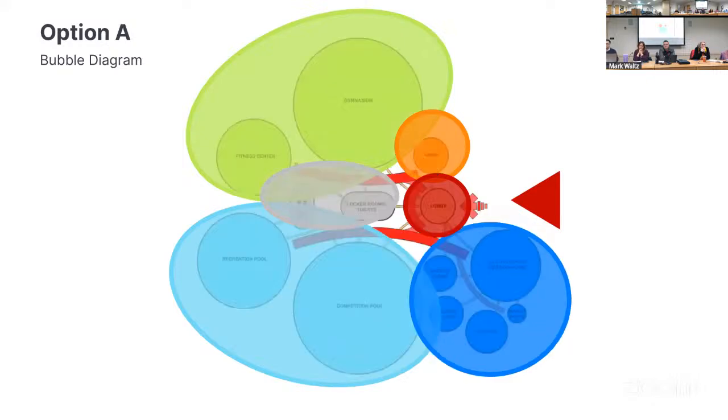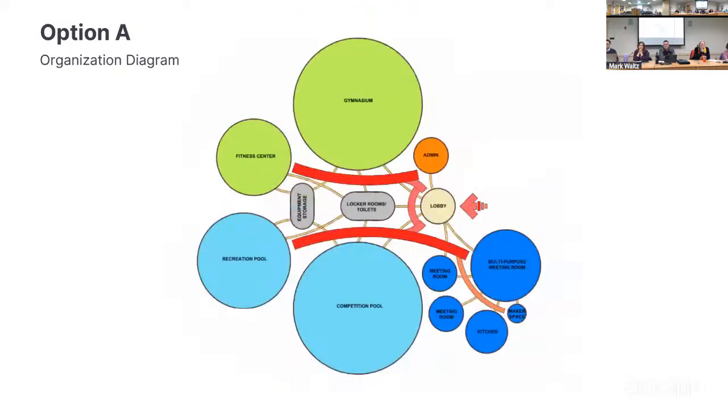The next thing we did is start to break those bubbles down into smaller bubbles underneath, and we'll start to show what those look like. Those are the more discrete spaces that we've been looking at. So the gym is the big round dot at the very top. The fitness center, cardio and weights, is the smaller green dot to the left-hand side of the page. The competition pool is the large blue dot at the bottom of the page, and the recreation pool is the smaller blue dot to the left.